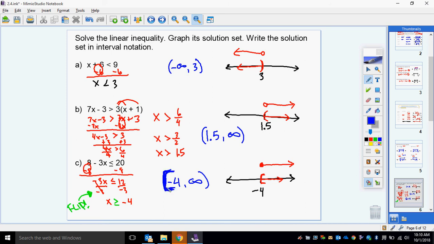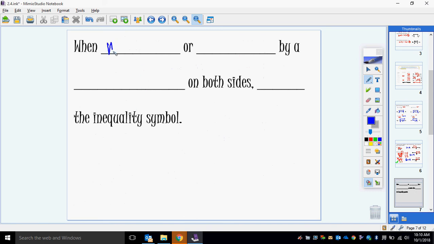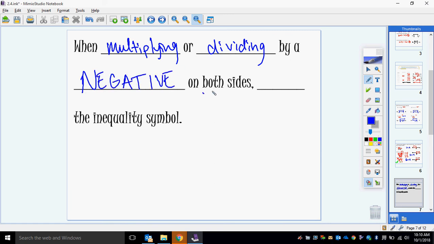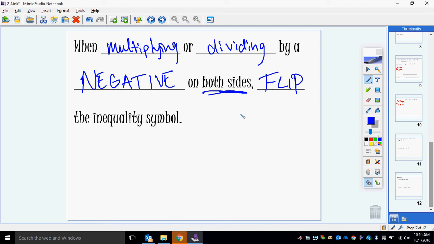Okay, so the important thing I want you to remember is when you are multiplying or dividing by a negative number on both sides, that's the key part, you need to flip the inequality symbol. Okay, and that concludes part 1 of the notes. We're going to have part 2 on a separate video to talk about some more important details when dealing with solving inequalities and graphing their solution sets.